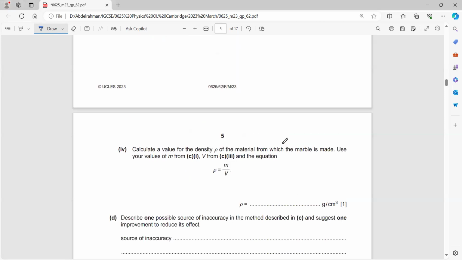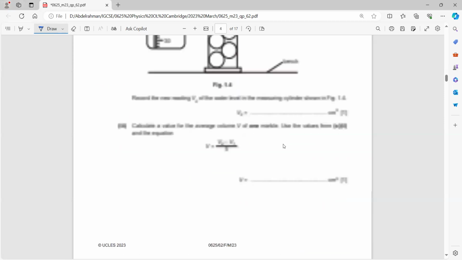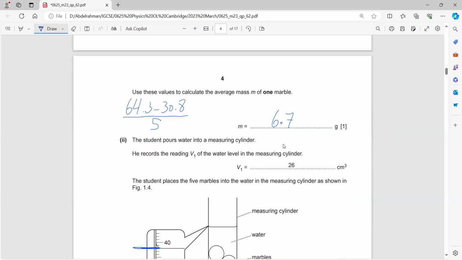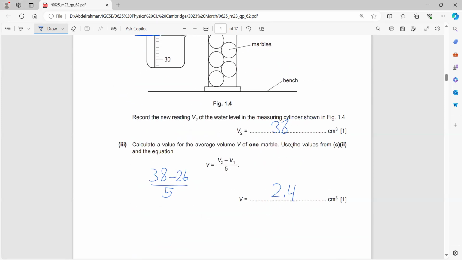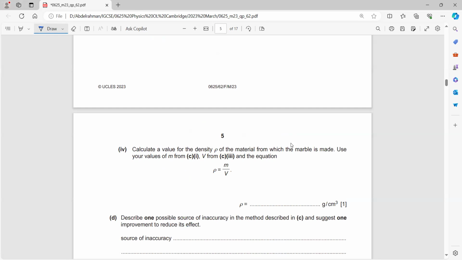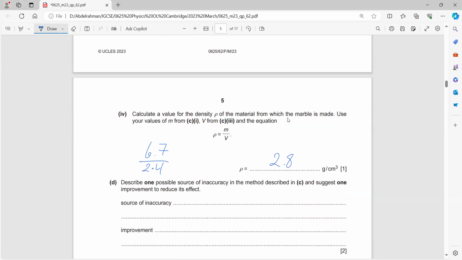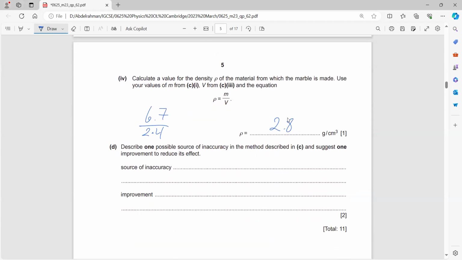Can I find the density? Yes, mass over volume. I have the mass, which was 6.7, over the volume, 2.4. 6.7 over 2.4 is 2.8 grams per centimeter cubed. Correct.